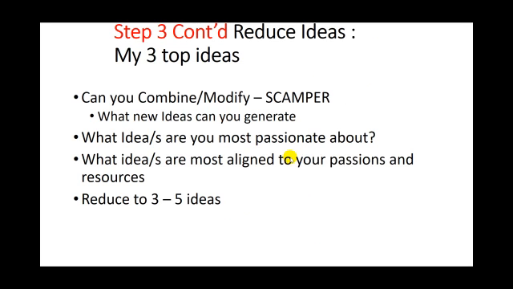Now, after you have identified as many ideas as you can, you and your group should come together and identify your 3 top ideas. You're going to have to reduce those ideas. Even if you came up with 15 ideas, it's going to be difficult for you to evaluate all 15 ideas. So really, you want to reduce those ideas to your top 3 to 5 ideas.